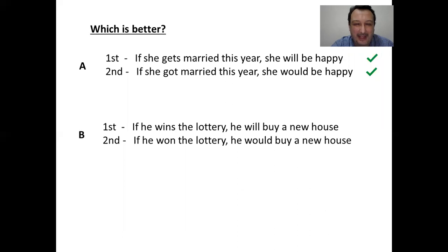Question B. If he wins the lottery, he will buy a new house. If he won the lottery, he would buy a new house. Which is better? Well, to be honest, I think the first one isn't correct, really, because the chances of anybody winning the lottery are usually low. So it's very difficult to use the first conditional in this case. The best answer is the second one, because if he won the lottery, it's a low probability, unless he buys all the tickets. But no, the second one is the right answer.